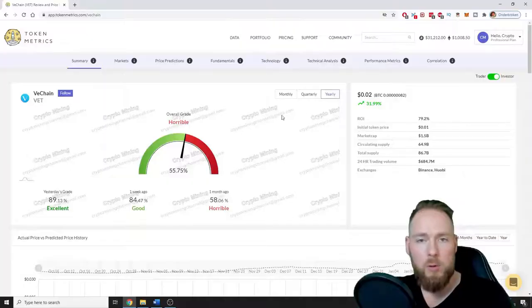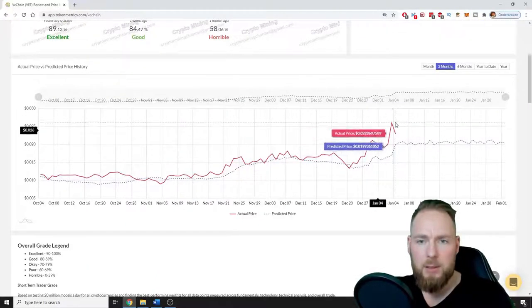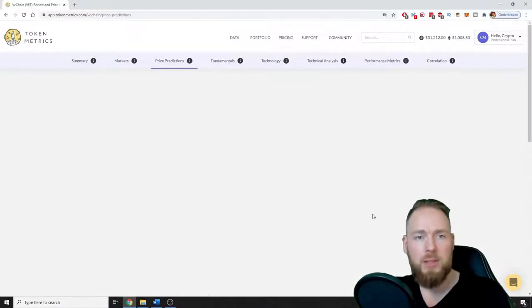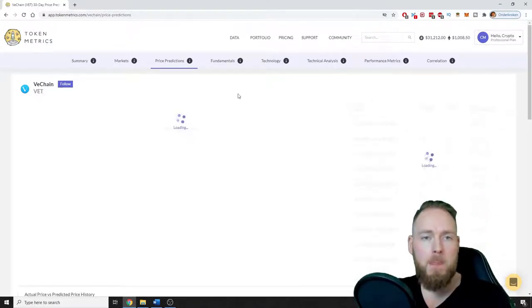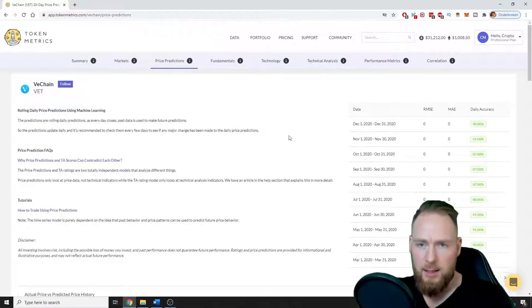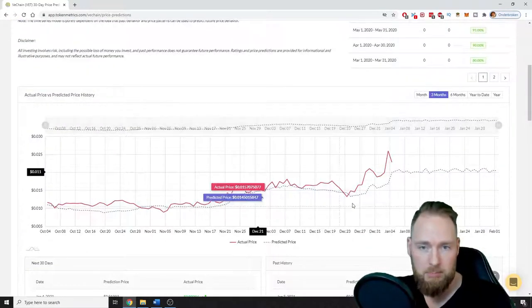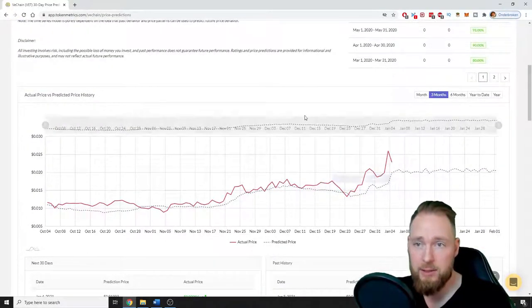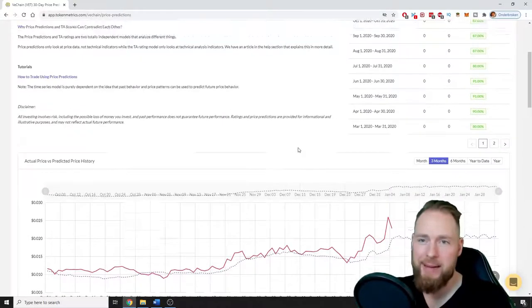This is the overall grade, quarterly, monthly. Price predictions. Daily accuracy: 90%. So that's very good. Very, very handy tool.